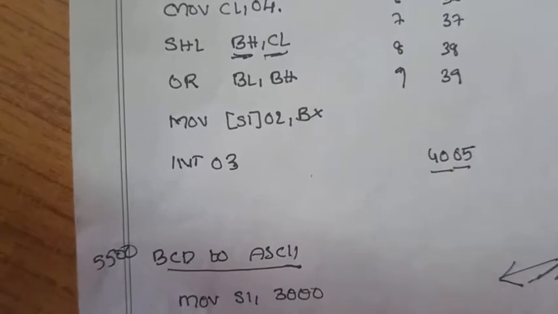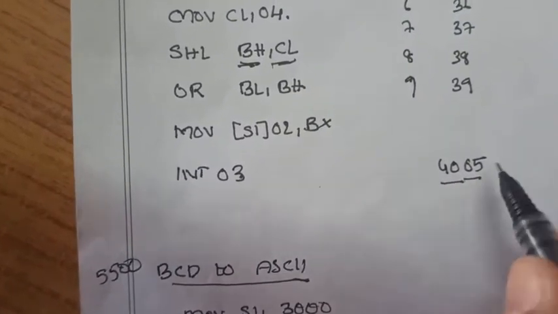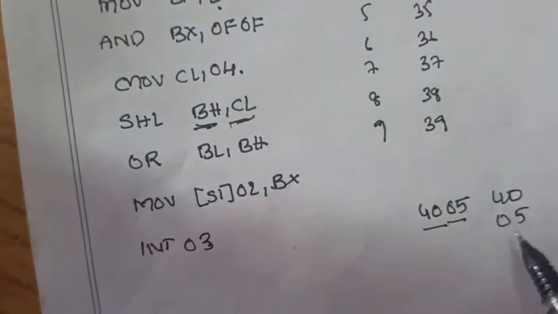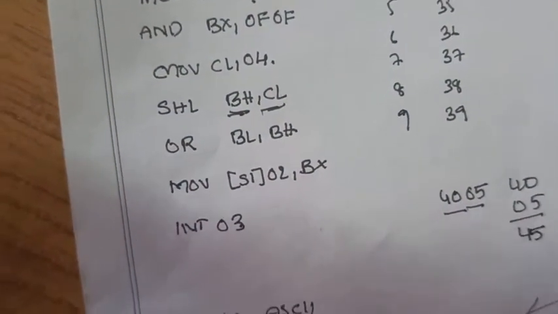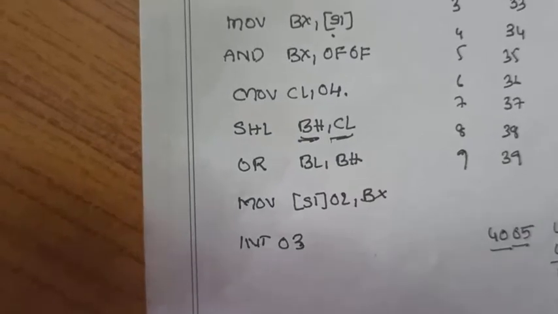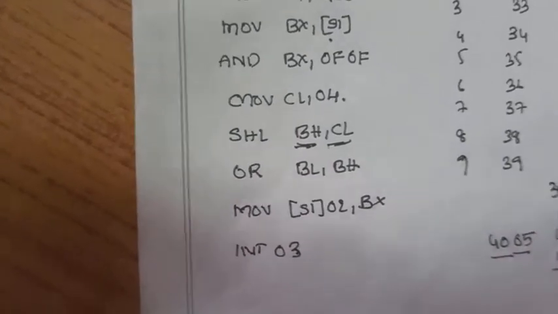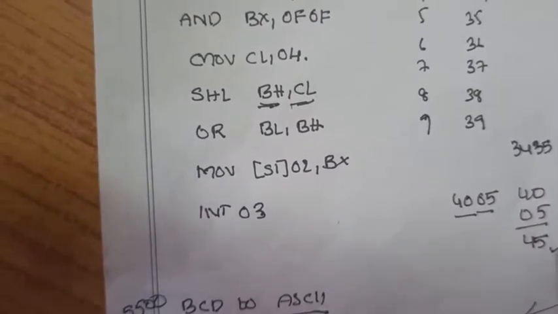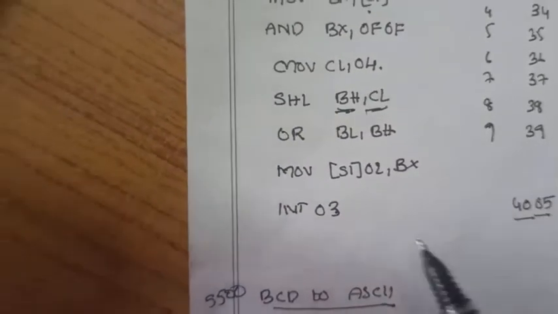If any one input is high, output is high. If you perform logical OR between 40 and 05, what do we get? We get 45. So we have simply converted the data 3435 into 45. So this 45 will be moved into the memory location again.